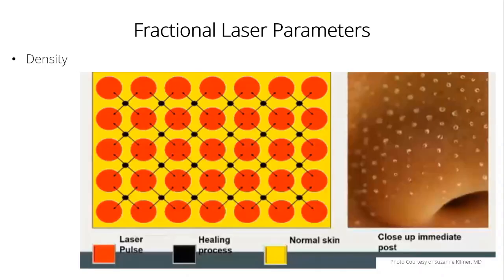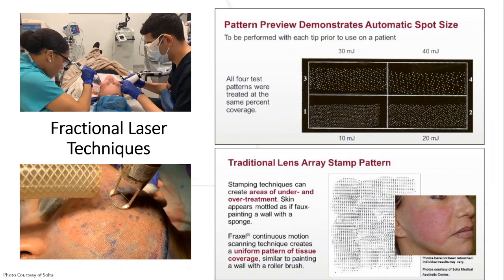Another parameter is going to be the density, or the percent coverage. So this controls the percent of area treated, or the number of channels per skin area. And so again, your downtime will be affected by the density that you set and how close you're putting these columns together, also the number of passes that you're doing and the area that you're treating.